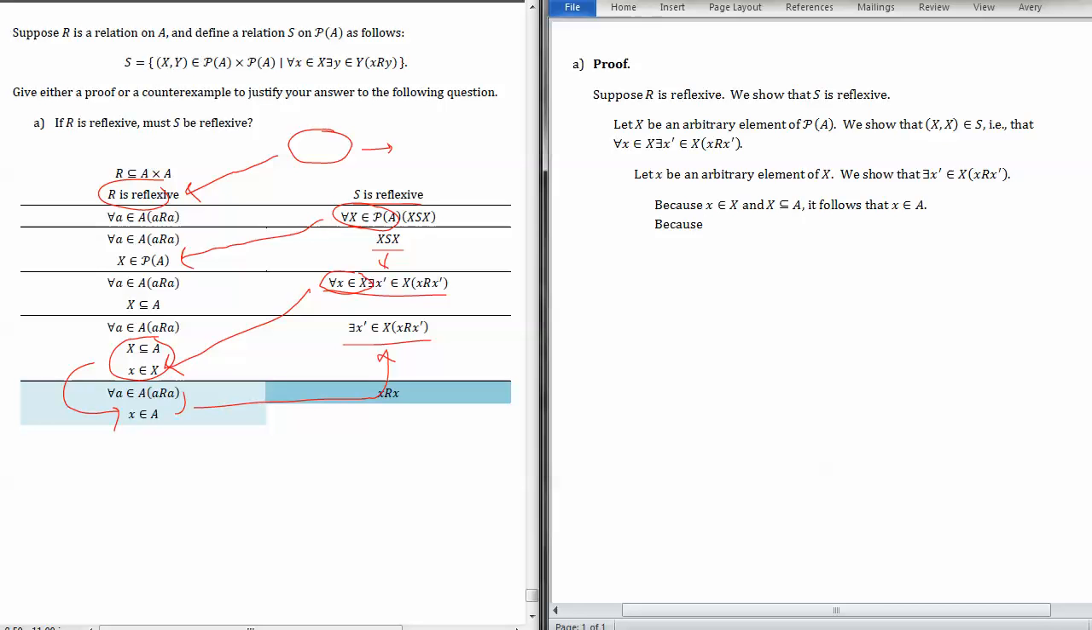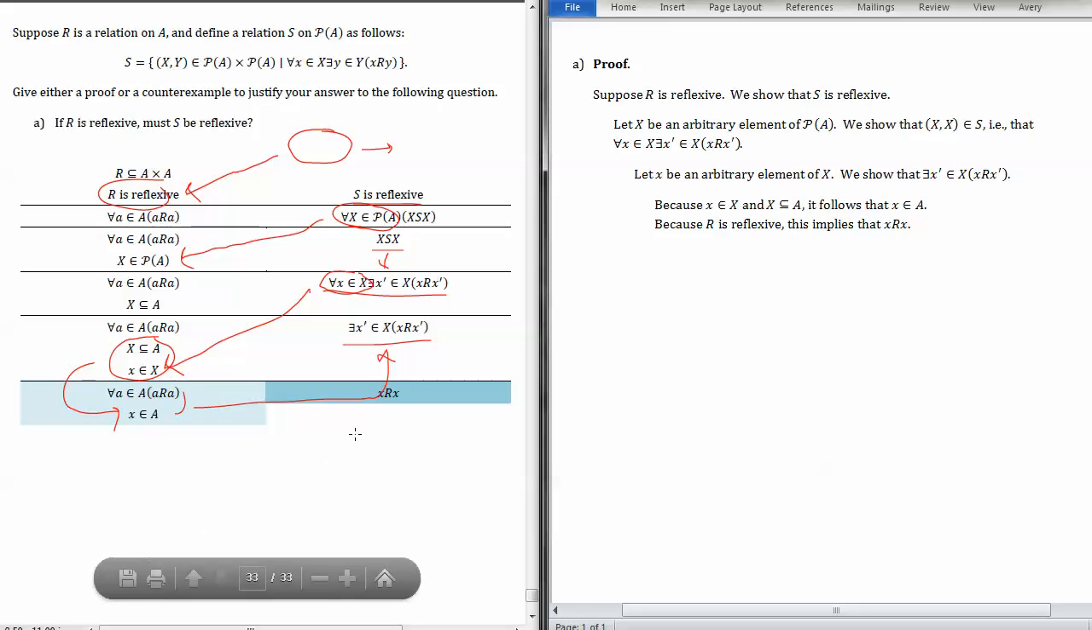And because, well, where did this universal statement here come from? That came all the way up here, that's the definition of R being reflexive. So that's what I should mention. Because R is reflexive, this, meaning what I just said, that x is in A, implies that we can do a universal instantiation and we get x R x.